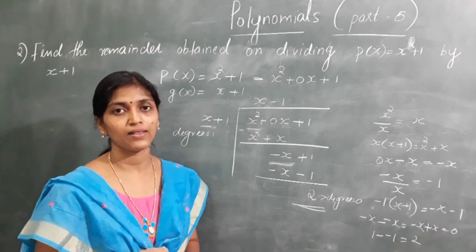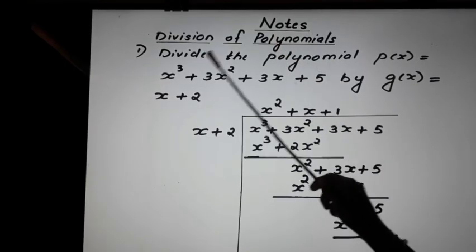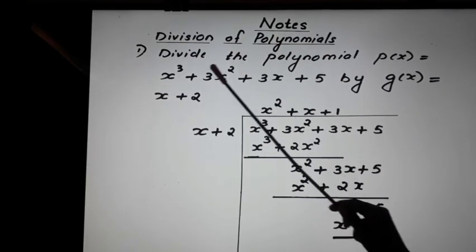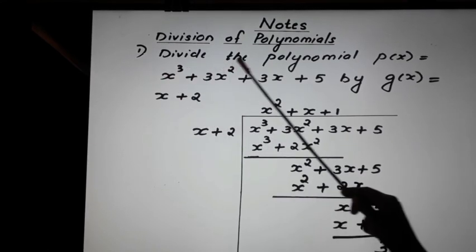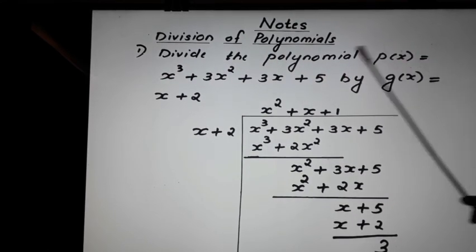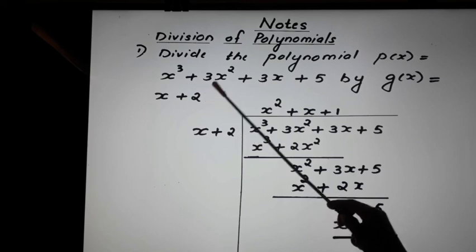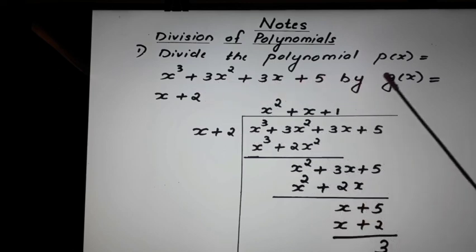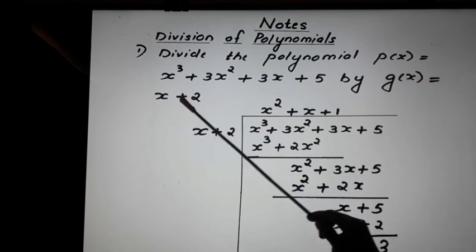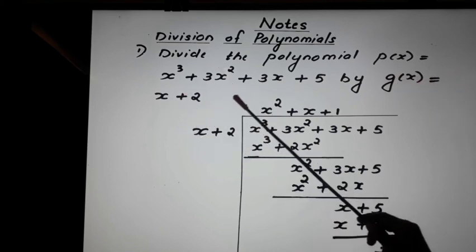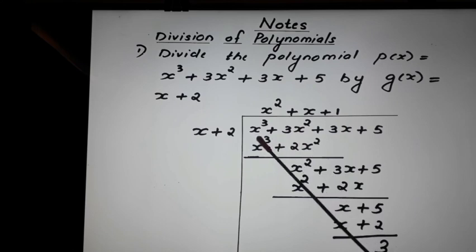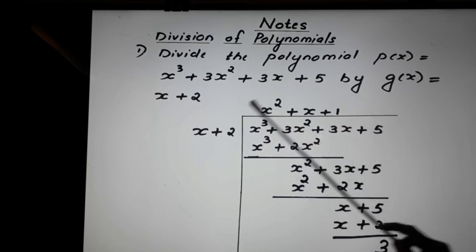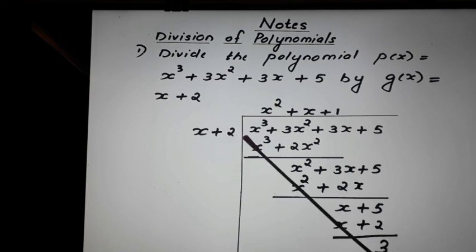Okay. Next we have the notes. Division of polynomials. First question. Divide the polynomial p of x equal to x cube plus 3x square plus 3x plus 5 by g of x equal to x plus 2. So the dividend we write inside: x cube plus 3x square plus 3x plus 5. Divisor: x plus 2. We have seen how to divide a polynomial.